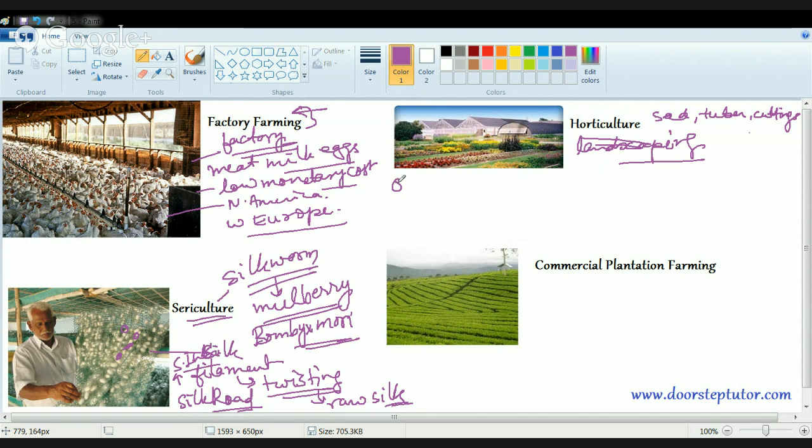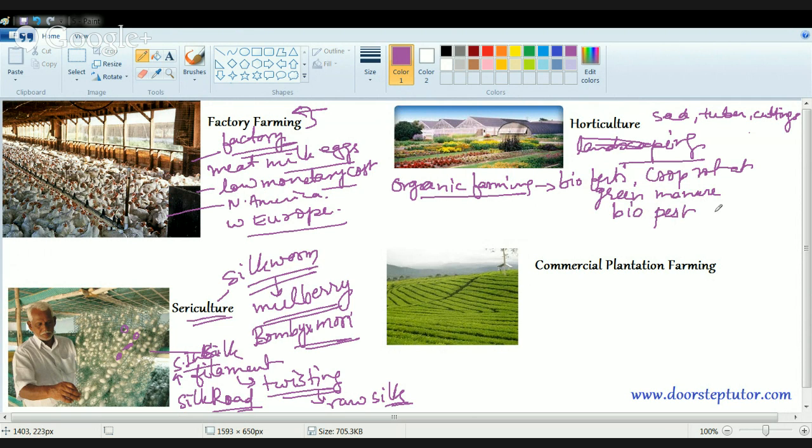First of them is known as organic farming. Under organic farming, you do not use NPK fertilizer, that is nitrogen, phosphorus, and potassium. What you use is basically biofertilizers. You prefer crop rotation. You use green manures or animal waste as manure in the soil. Then you also use biopest controls. You do not use pesticides. It's biological control of pests that you do in organic farming.